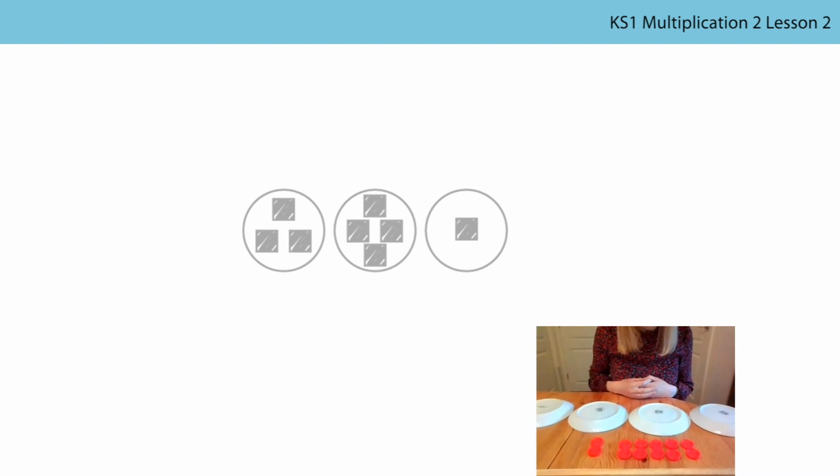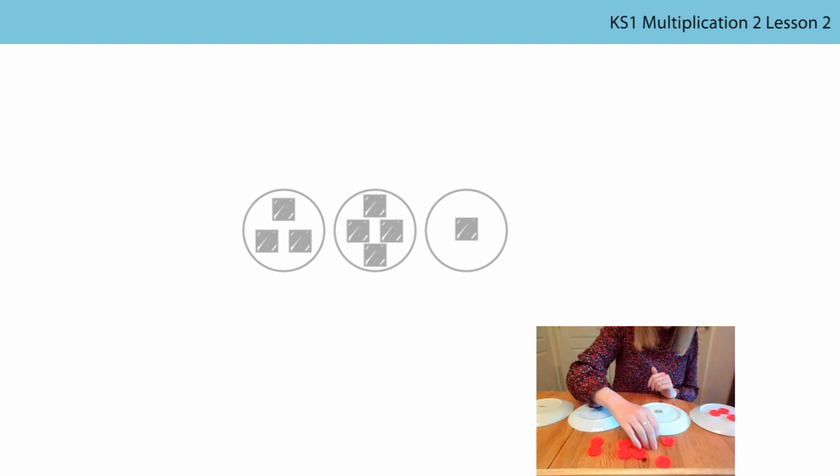Now this time we want to help Jess put them into unequal groups. So let's start just by doing exactly what Jess has done first of all. So I can see she's got 3 bricks in one plate. There's my 3. I can see that she's got 4 bricks in another.